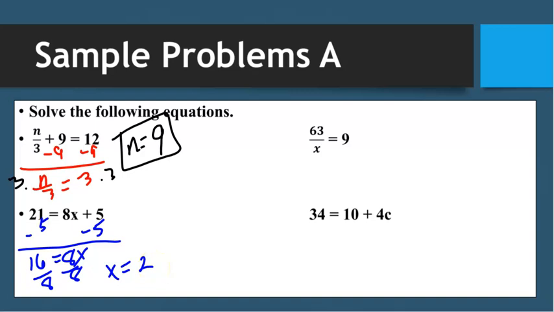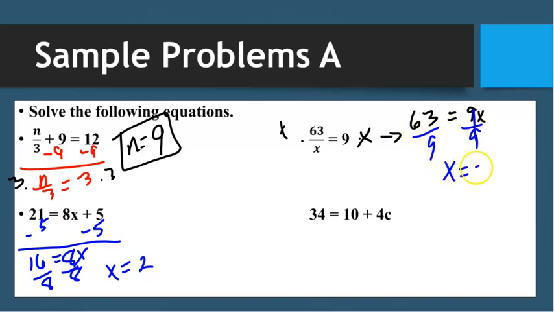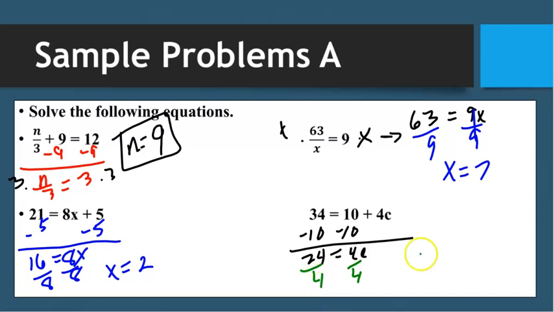Next, I have 63 divided by x equals 9. To get rid of the denominator, multiply this side by x, multiply the other side by x, and we're left with 63 equals 9x. The opposite of multiplying by 9 is dividing by 9. x is going to equal 7. And our last one on this page, we have subtracting 10 on both sides. That gives us 24 equals 4c. The opposite of multiplying by 4 is dividing by 4. And c is going to equal 6.